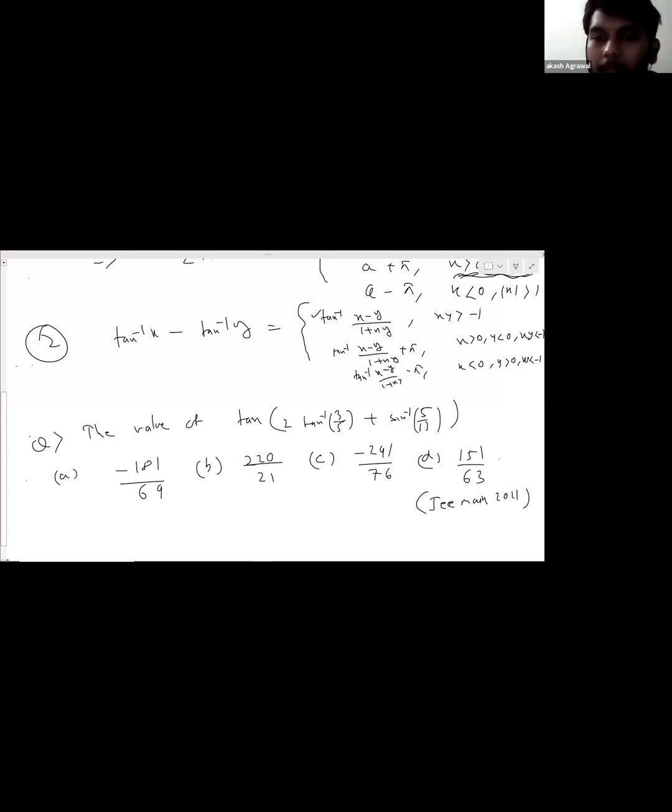Are you getting an idea what to do here? Tell me, what is the first step? 2 tan inverse 3/5 should be added. This is 2 tan inverse x, right? And what will you do with sin inverse this? We should convert them into tan. Yes, convert into tan inverse, then you can add all of them, right? Very good. So please solve it. 3 minutes is more than enough for this also.